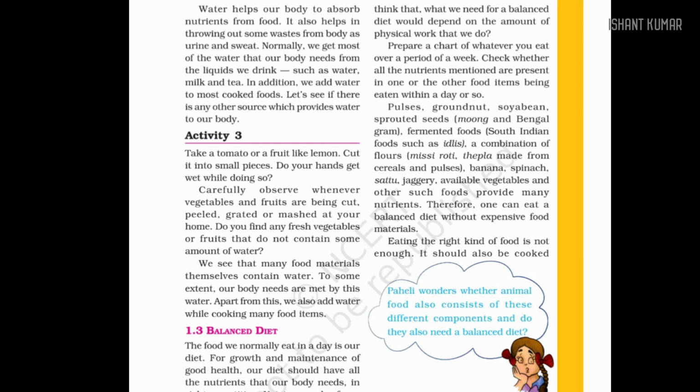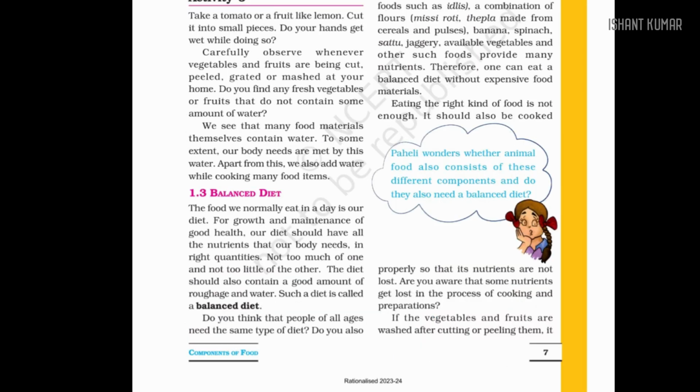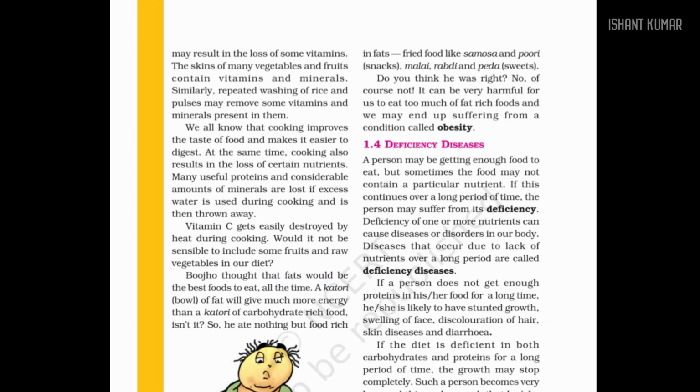Eating the right kind of food is not enough. It should also be cooked properly so that its nutrients are not lost. Are you aware that some nutrients get lost in the process of cooking and preparation? If the vegetables and fruits are washed after cutting or peeling them, it may result in the loss of some vitamins. The skin of many vegetables and fruit contain vitamins and minerals. Similarly, repeated washing of rice and pulses may remove some vitamins and minerals present in them.